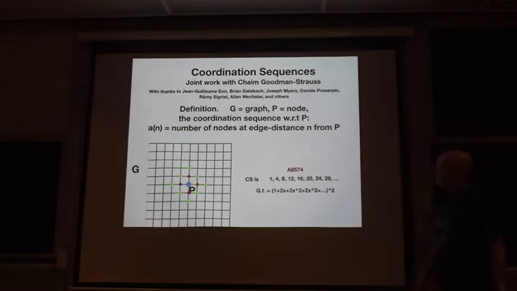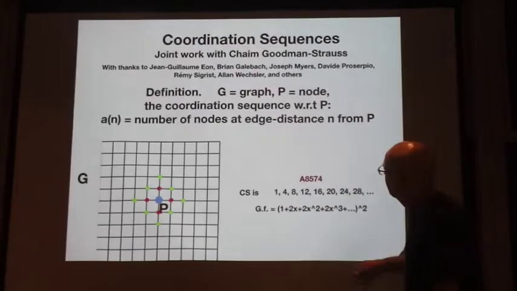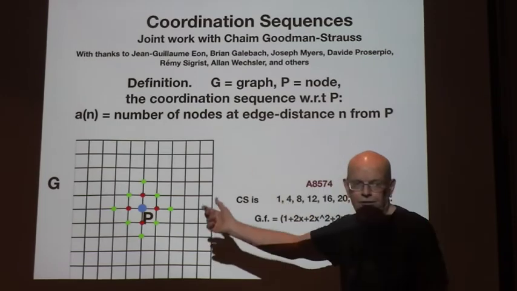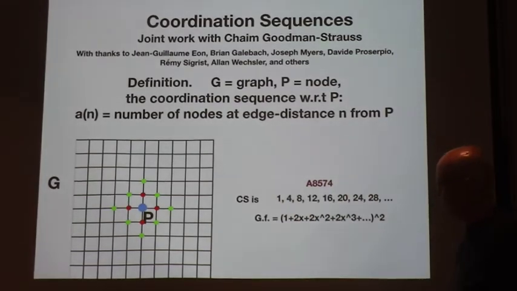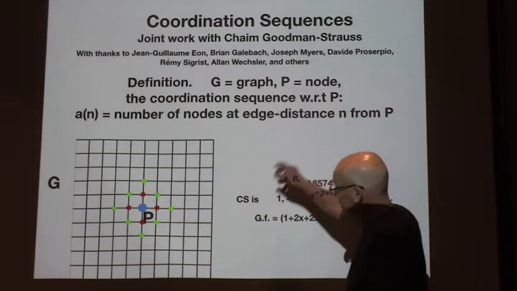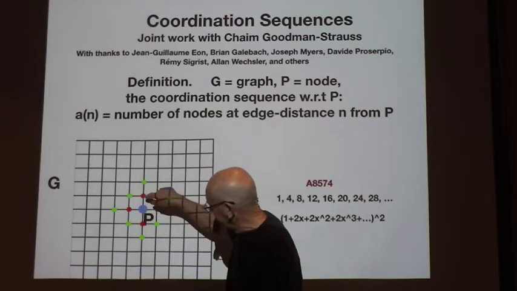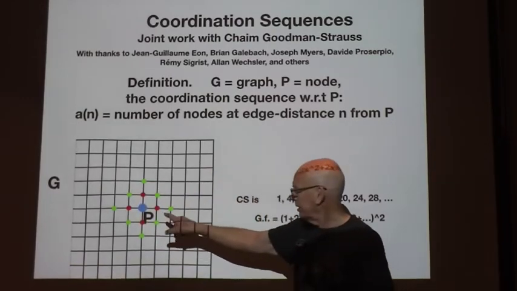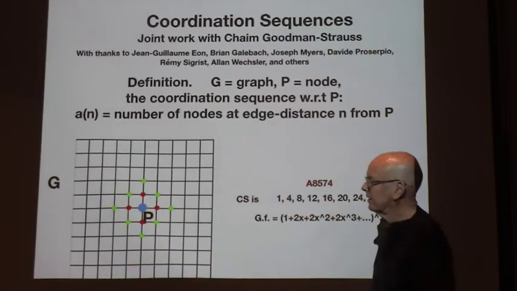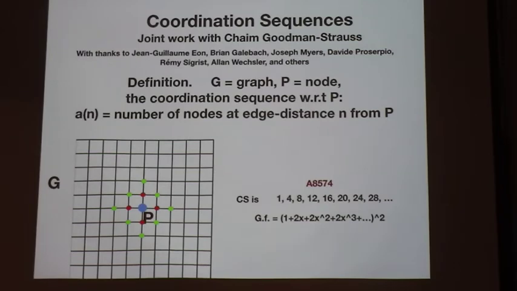So here's the general definition. We take a graph, and it's nice if it has some structure to it, not a totally random graph, but you could do it with a random graph. Pick a graph, pick a point, and look at how many vertices are there at edge distance n from the starting vertex. And that's the coordination sequence.